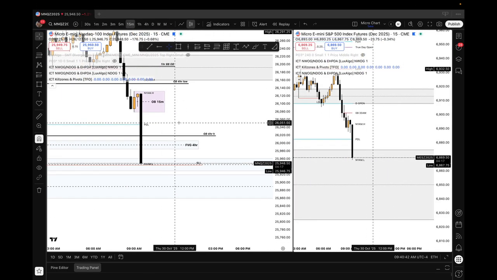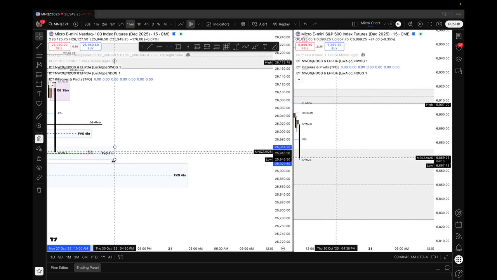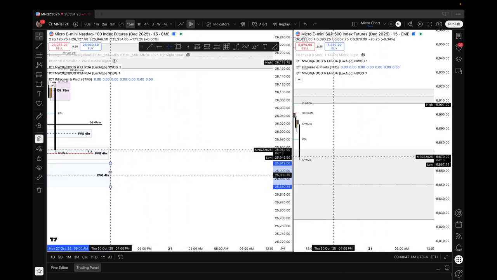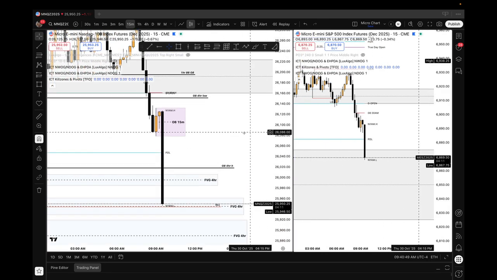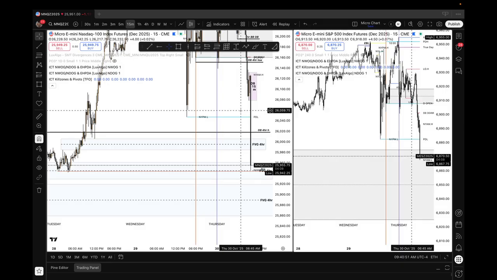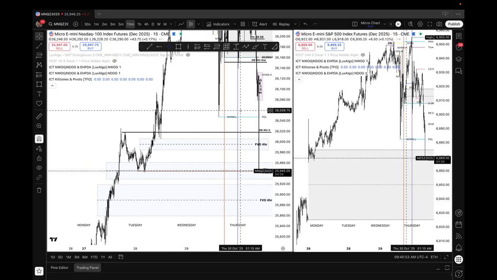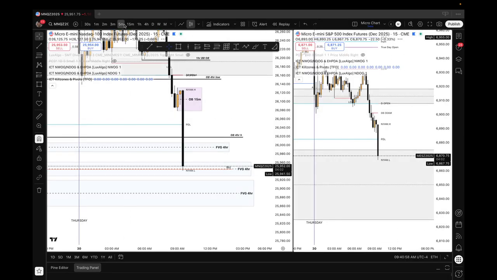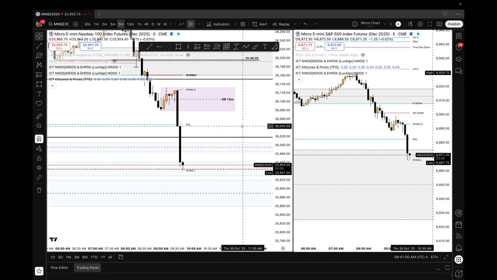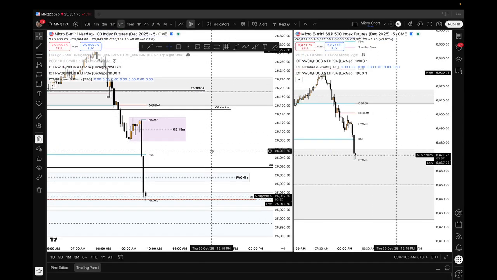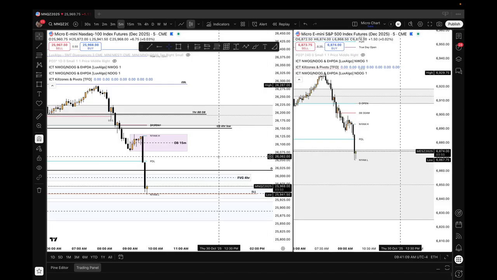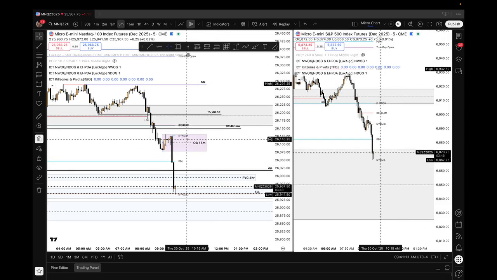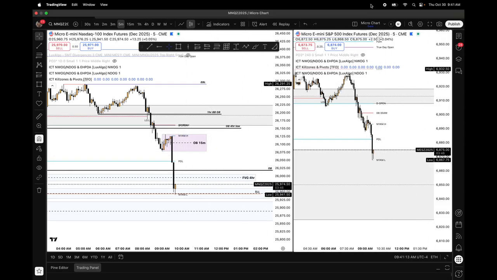Just gonna watch the 15-minute, see if I can get some sort of retracement. Maybe this could just be a sell day or something. We could end up tapping up into some sort of confluence right here, but I'll have to let you guys know.